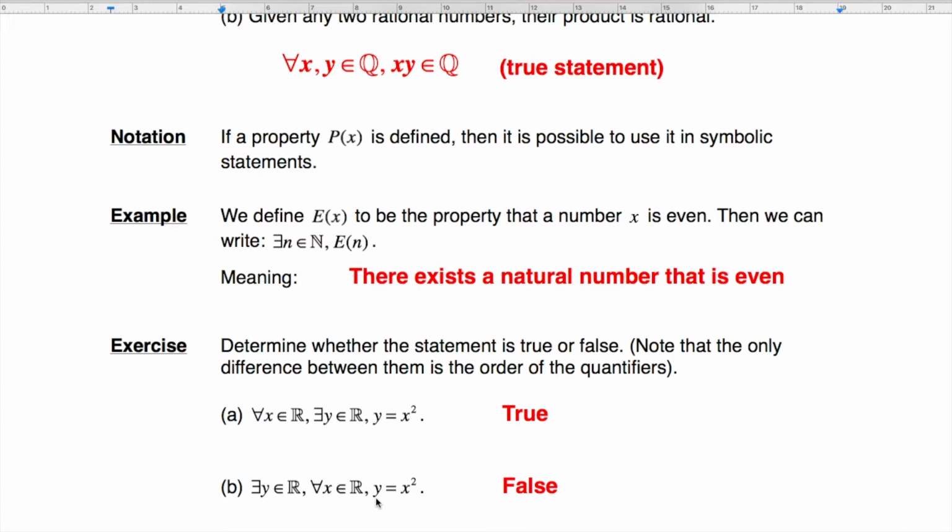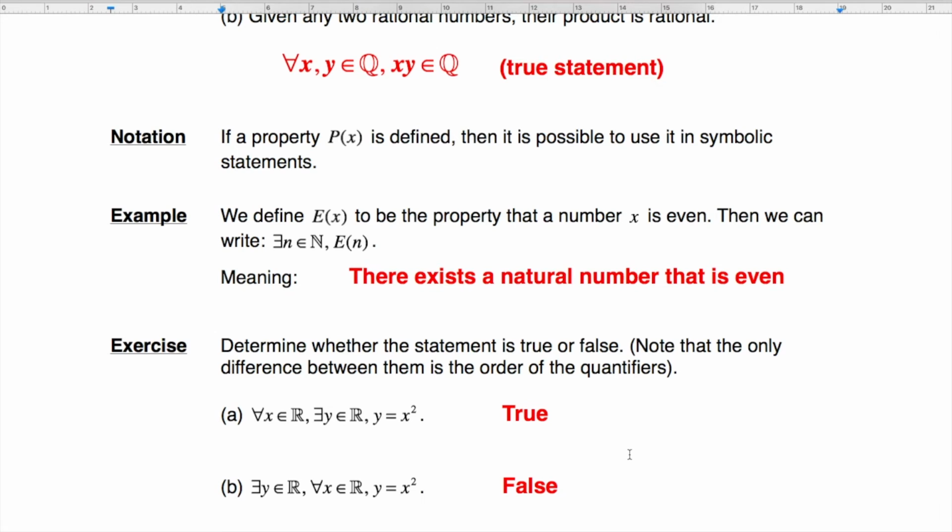That makes no sense. There's one special case, or two special cases. If x equals 3 or negative 3, then miraculously 3 squared equals 9, but definitely not all numbers will have the property that x squared equals 9. So this is false, and we see that we need to be careful about the order.